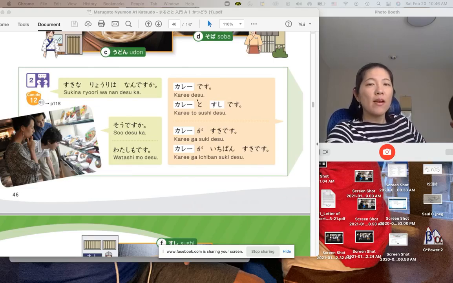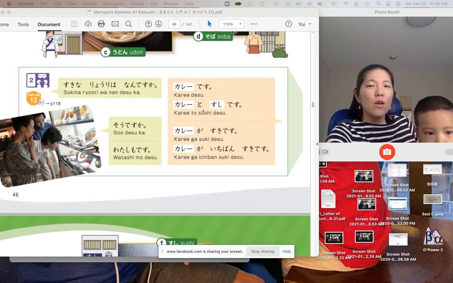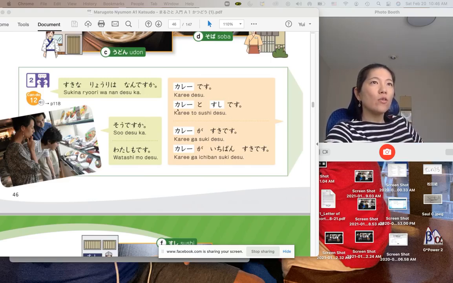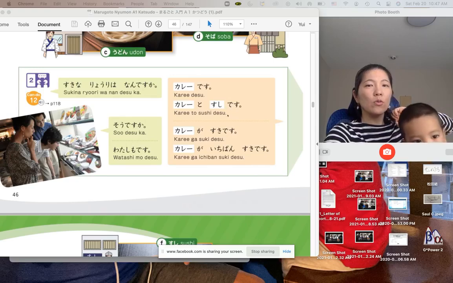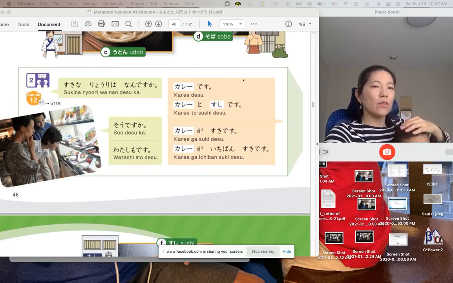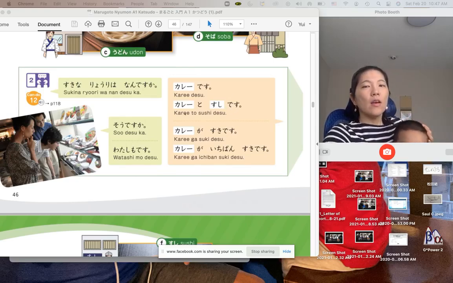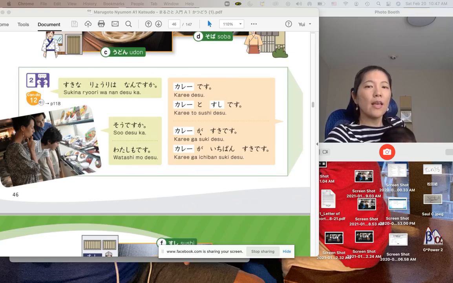If you have more than one, you can connect those with と. And if you have three things, カレーと寿司とそばです. So you can put と, like it's not like "and" in English. You can put と after each word. カレーと寿司とうどんです. Or you can say, because it's asking what your favorite food is, カレーが好きです.